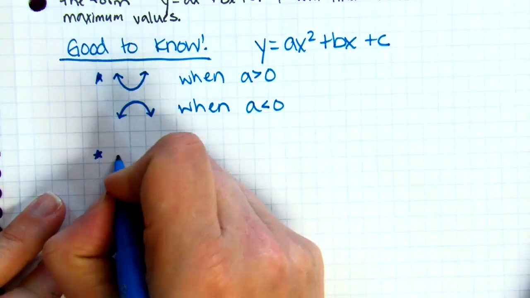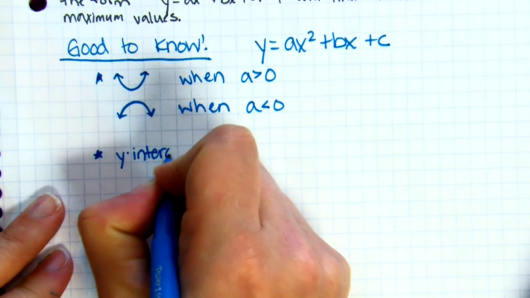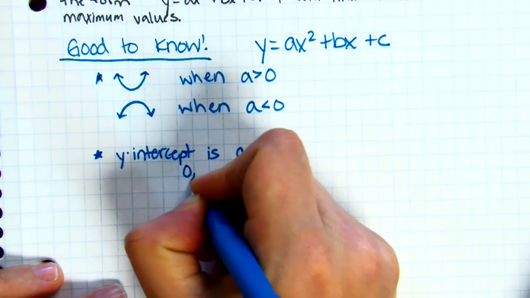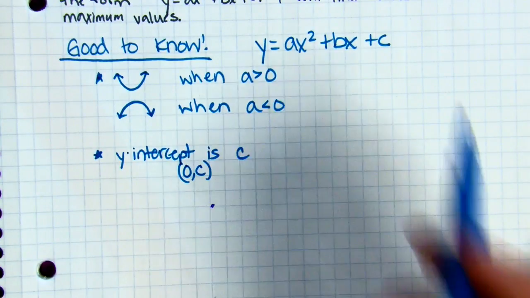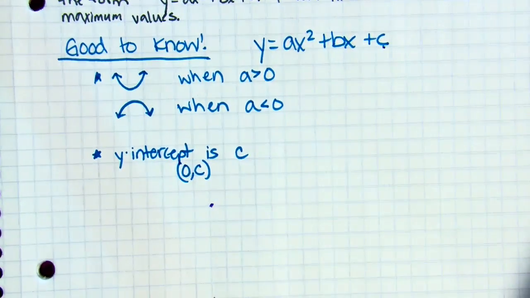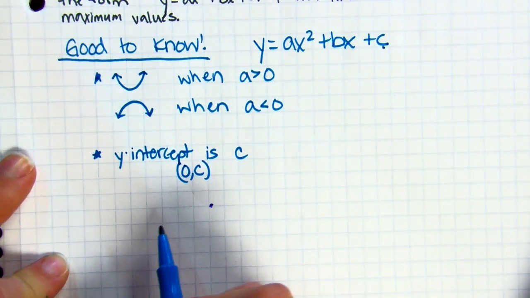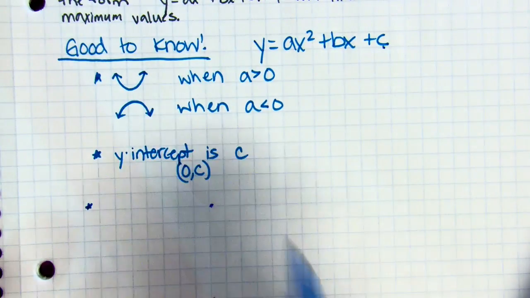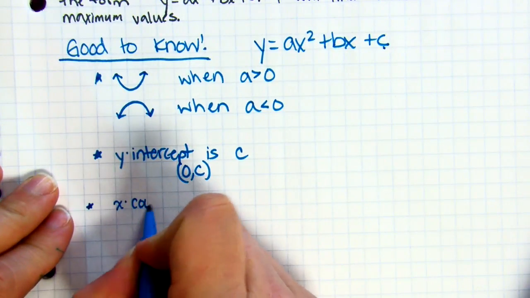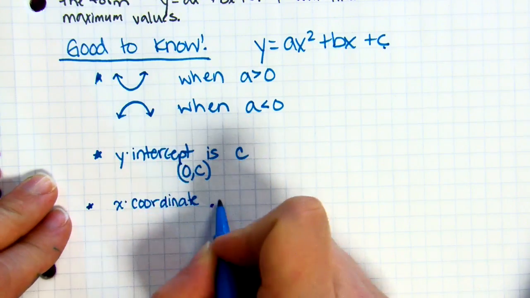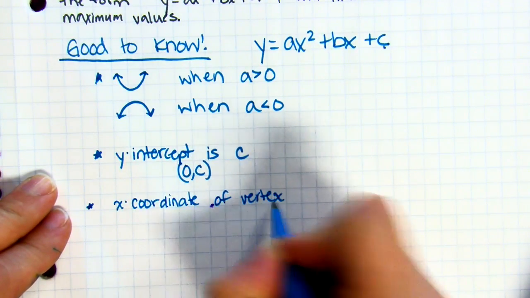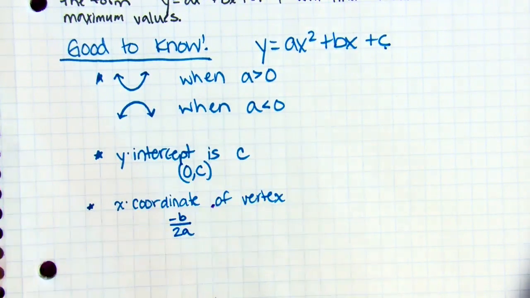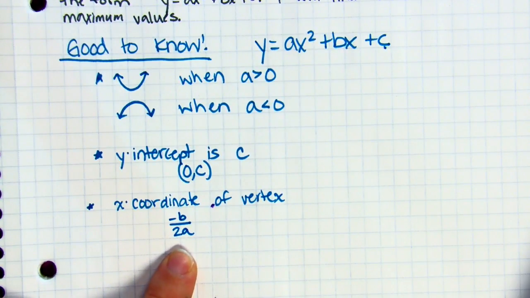Next, good thing to know. The y-intercept is always c. So (0, c) is always going to be on your graph. So this right here is your y-intercept. And then when we're finding the x-coordinate of the vertex, so we're going to have to find the vertex, the x-coordinate is this formula, negative b over 2a. So that's something you're just going to have to know.